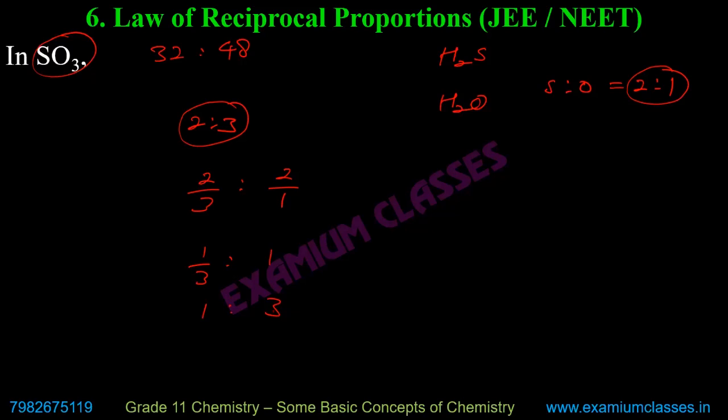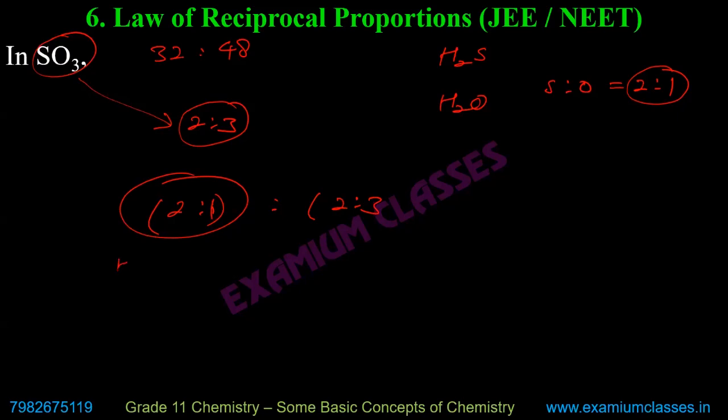Whichever way you write, whether you write this one first or that one first, it will be a simple whole ratio. So the first one, which you calculated, 2:1, and the second one, 2:3, when they combine themselves. So the first one you are keeping is when they were in H2S and H2O, and this one is when they combine themselves. So it is 2/1 is to 2/3. Okay, that is 1 is to 1/3 or 3 is to 1.